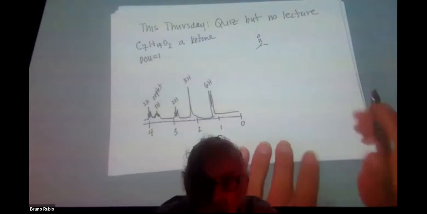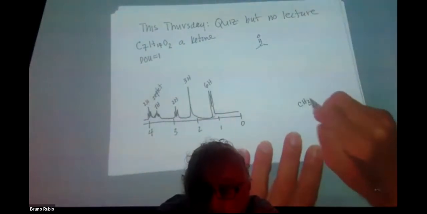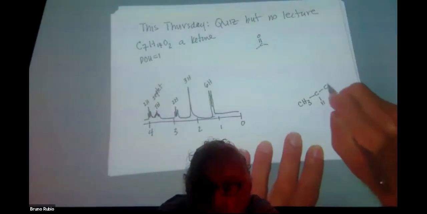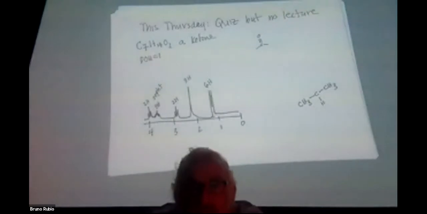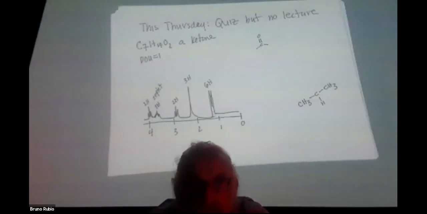We can draw our first fragment. So we have 2 methyl groups, and they're equivalent to each other. Whatever I do to one of the methyl groups, I have to do to the other methyl group, or else I will lose their equivalence, and it's not going to be a 6 hydrogen signal anymore.